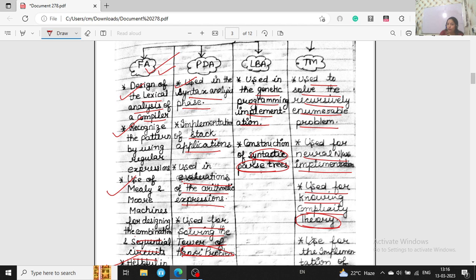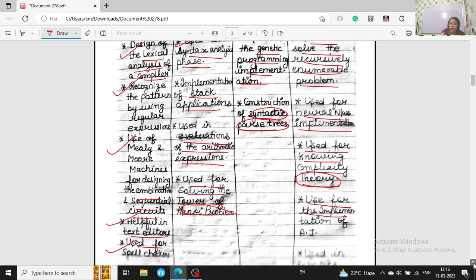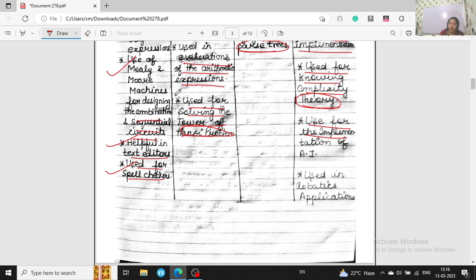And Turing machine is used for implementation of artificial intelligence. Finite automata is helpful in text editors. It is used for spell checkers, and Turing machine is used in robotics applications. These are the applications in which automata is used, through the finite automata, PDA, LBA and Turing machines.